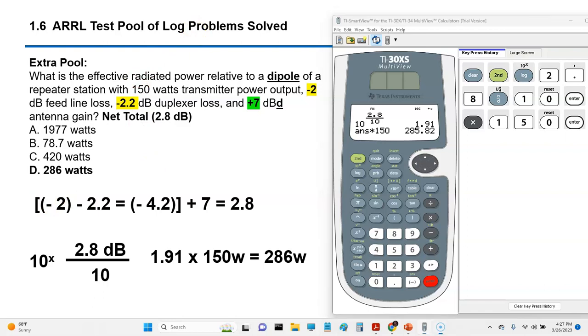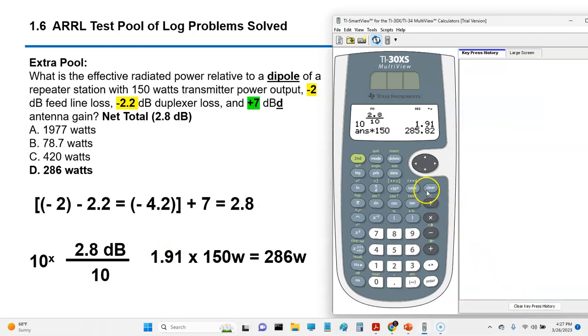Again, like I was saying, you take your negative numbers and get all that worked out. Then you take your total negative number, which is 4.2, and you compare it to the gain from the antenna, and the difference you get is the 2.8. That's what we use in the problem. All right, let's do another one.